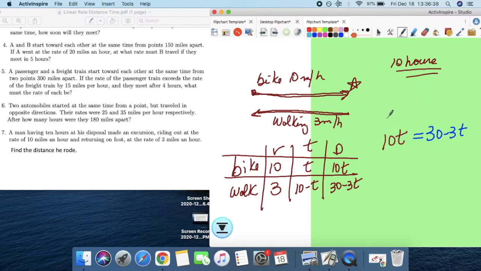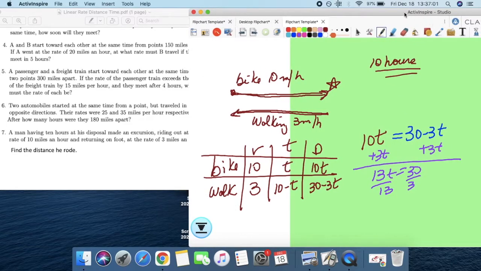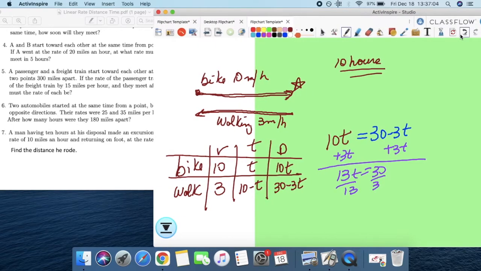Now it's just a matter of simply solving this. We have t on both sides, so let's get rid of one: plus 3t, plus 3t. We get 13t equals 30. Dividing by 13, t equals 30 over 13. That's probably 2 hours and, with 26 going into 30, 4 over 13 left over. But I'm going to leave it like this.